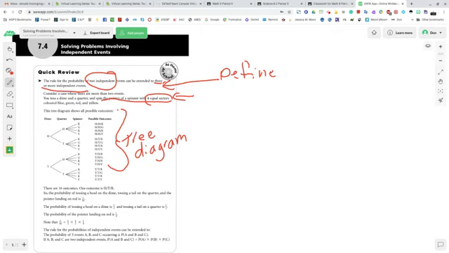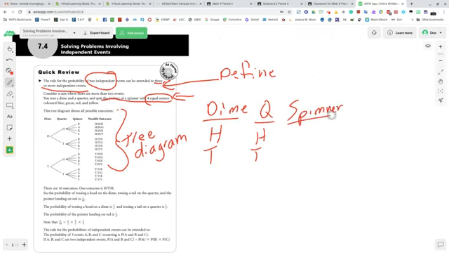So in the first column, we have all the events when we flip a dime. All right, so we only have two outcomes of that, either heads or tails. Same thing with the quarter, heads or tails. And then we have the spinner. Now the spinner is broken into blue, green, red, or yellow. So there are four possible outcomes there.